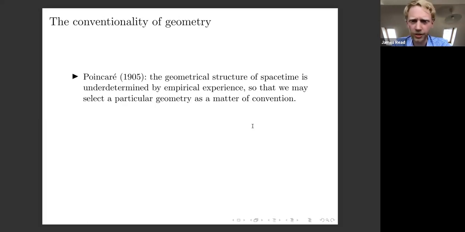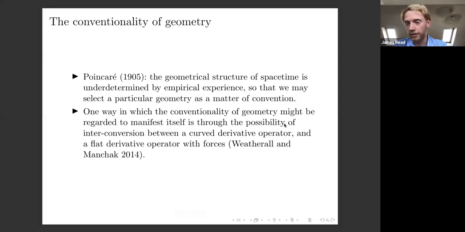Another quick thing which I think you can do with this relates to the conventionality of geometry. So just to remind you, Poincaré in 1905 wondered about cases in which the geometrical structure of space-time would be underdetermined by empirical experience. So one had to select a particular space-time geometry as a matter of convention. One way in which you might regard this conventionality of geometry to manifest itself is through the possibility of interconversion between using a framework with a curved derivative operator and no forces versus a flat derivative operator and forces.